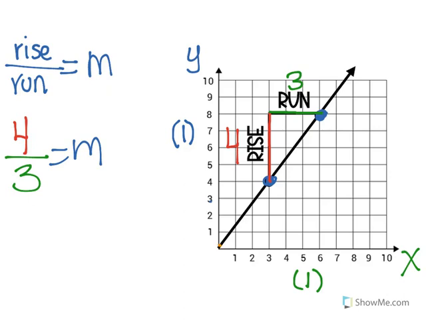I can choose 2 more points, and I like to choose pretty points. That's perfect. Here's another 2 in orange. I'm going to make another triangle. And when I count my rise, 1, 2, 3, 4, and my run, 1, 2, 3, it's still 4/3. I'm always changing by 4/3. That's my constant rate of change, which is slope. Let's try some more practice.